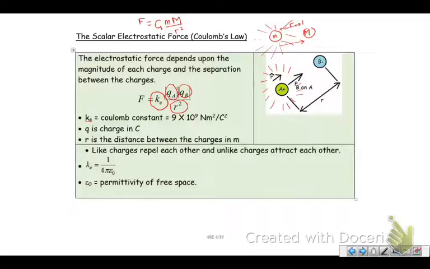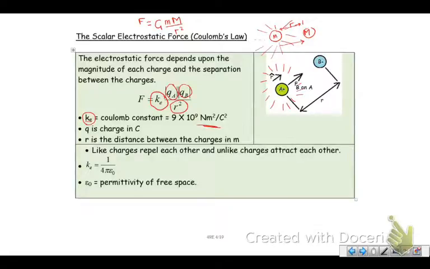It's kind of amazing if you're comfortable with Newton's law: this is the same physics. We say the electrostatic force depends upon the magnitude of each charge and the separation between the charges, and here's our basic equation. My Coulomb's constant is 9 times 10 to the 9 newton meter squared per coulomb squared. Bit unusual units, but you get used to it.